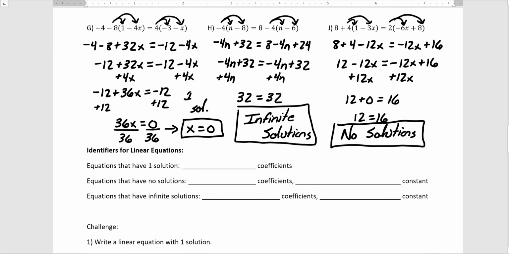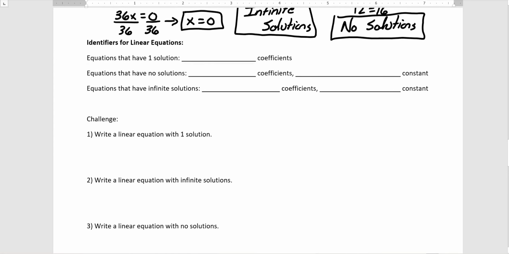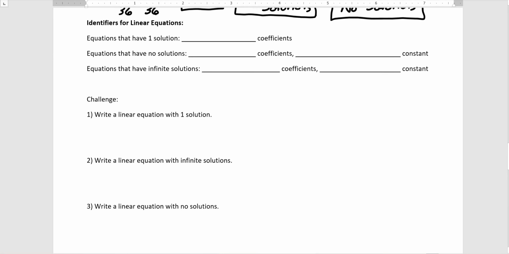And now I want to finalize that idea, talk about it a little bit more, and then we'll get into some word problems. And that'll be what we do today. So, identifiers for linear equations. These are ways that you can look at a linear equation and really identify right away if it's going to have one solution, no solution, or infinite solutions. Equations that have one solution will have different coefficients.